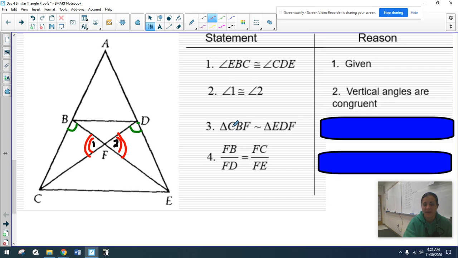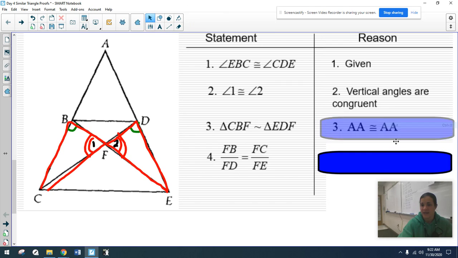Okay, and then it says triangle CBF. So if I look at CBF, that's just this one right here with those 2 angles that I have marked, is similar to EDF. So these are the 2 triangles we're talking about. So the reason these 2 are similar is we have 2 sets of angles that are congruent to each other. So if you've got 2 sets of angles, that is AA. And again, they write this weird, I don't know, this is just what I could find. So you could just write AA, you don't have to write that.